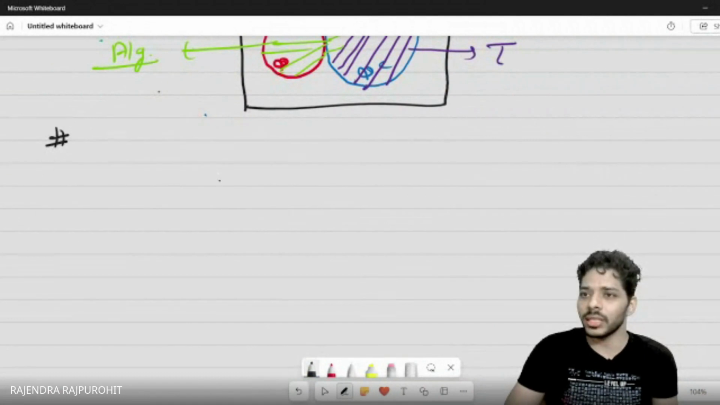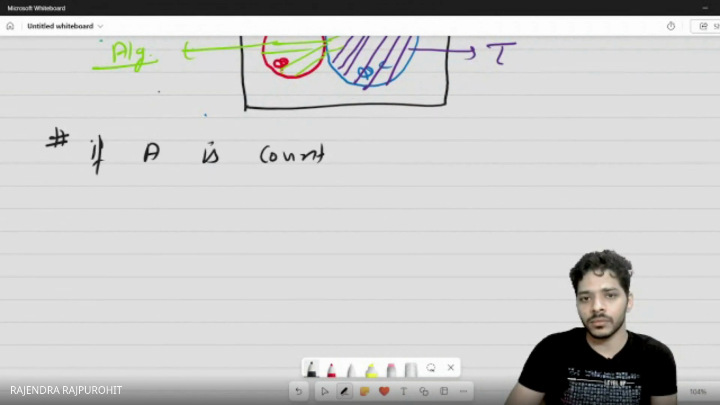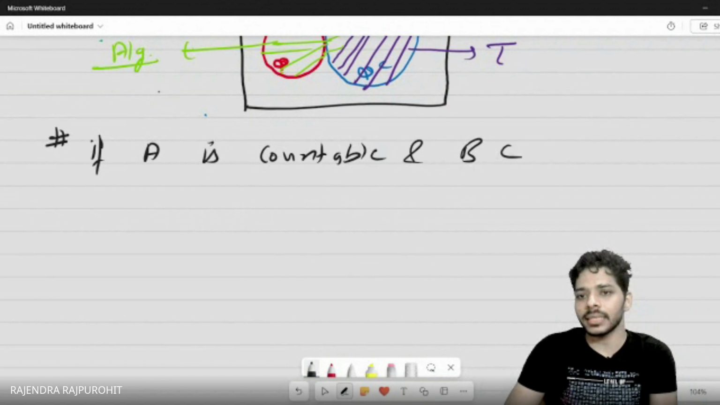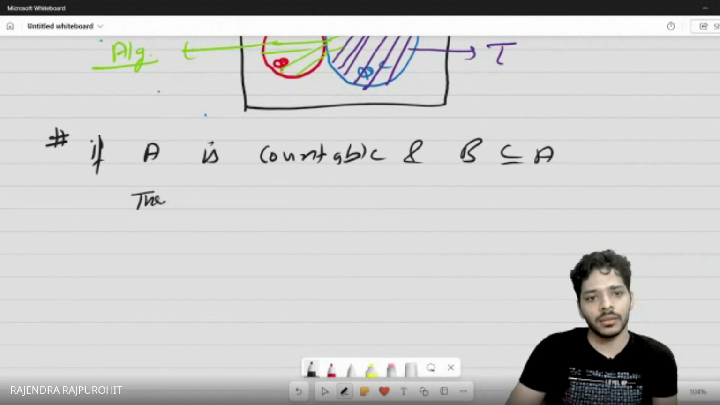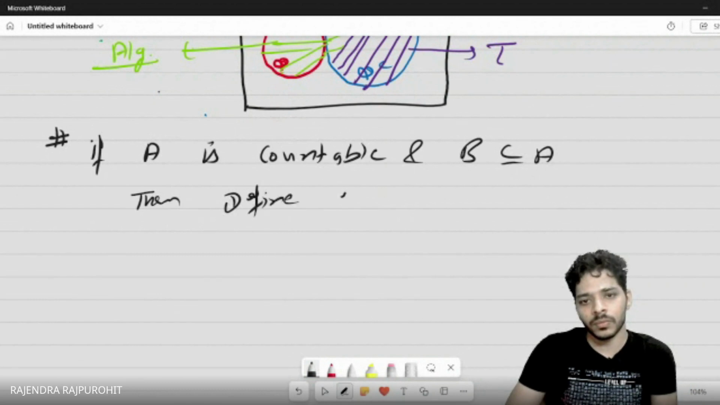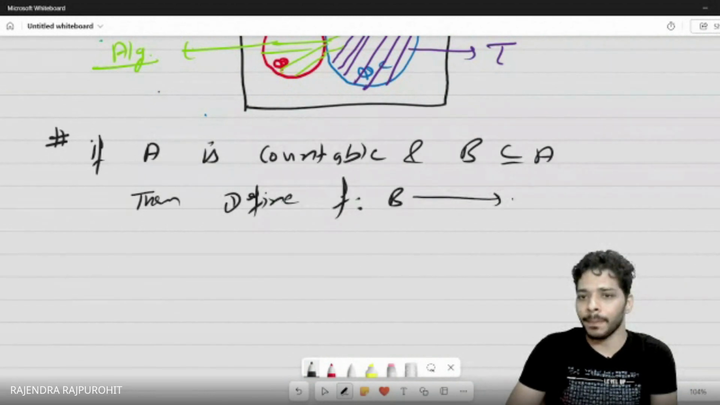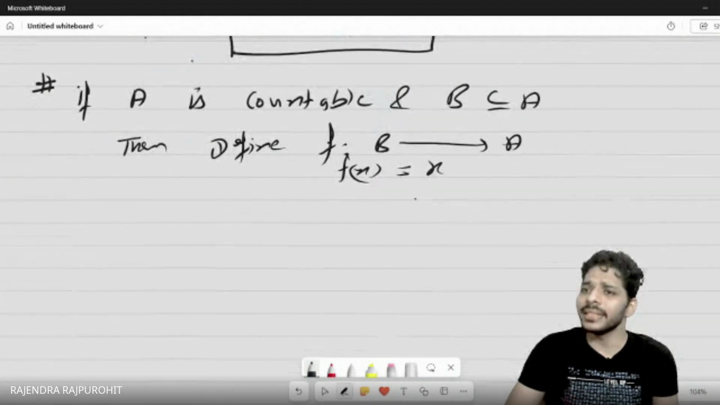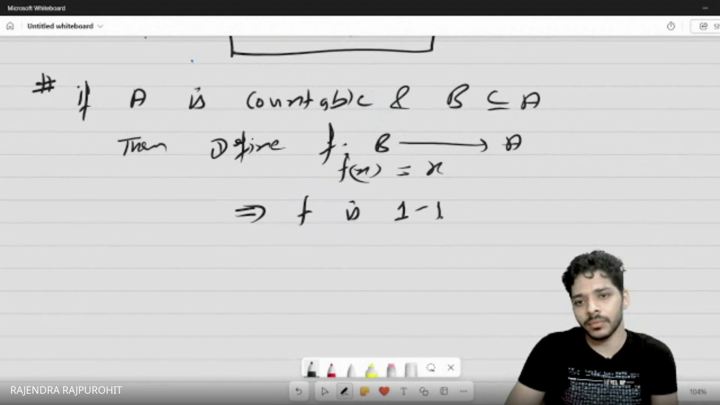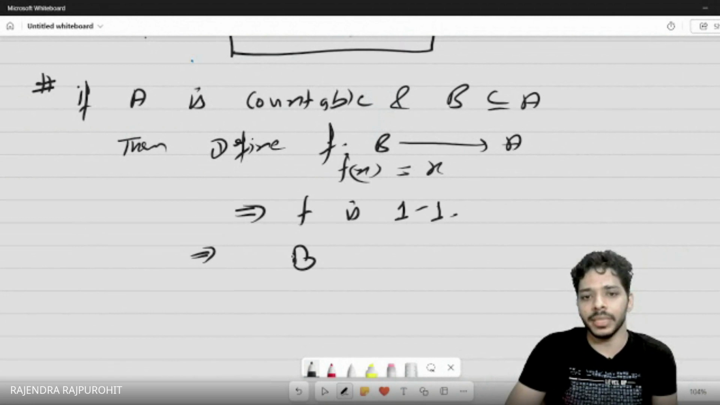So the question is: take any A that is countable, and B contained in A. Then define F from B to A, F of X equal to X. This identity map is a 1-1 map, may not be onto. This implies F is 1-1, which implies the cardinality of B is less than or equal to the cardinality of A. We had this result just a moment ago. This implies if A is countable, B must be countable.